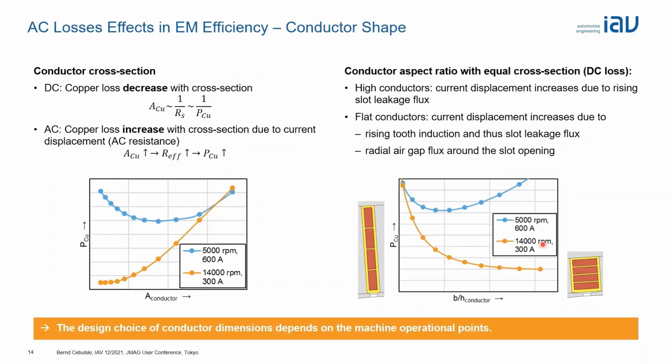But of course it also depends on the machine operational points that you want to optimize. Depending where your driving cycle lies, you have to reflect this by the different shape of the bar here. So you cannot just optimize by one point, you always have to look at the driving cycle here. You see the different results here for different conductor width to height ratios. There is a big influence for additional copper losses.